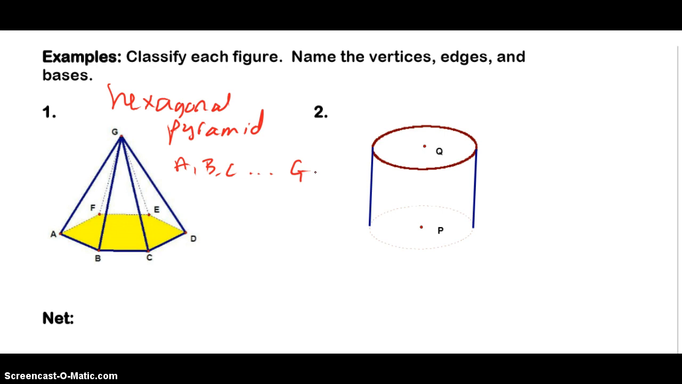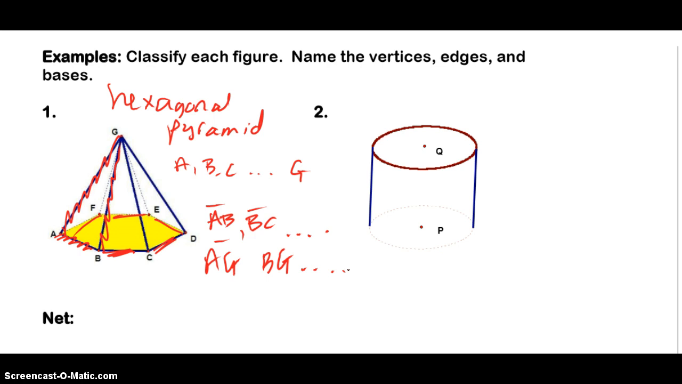If we're going to name the edges, we would start right here. So that's AB. That's one edge. Another edge would be BC. And you keep following that all the way around here. I'm not going to list them all, but you can see there's 6 there, right? But there's also edges here. See these ones here coming to the top? So AG. Is there another one? Well, there's another one right here. So BG. There's another 6 of those.